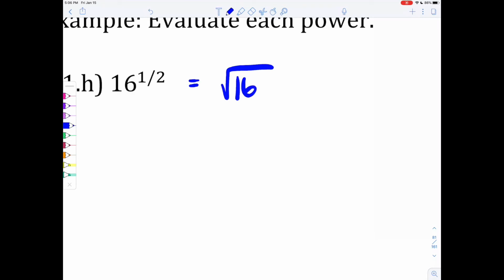And my base of my radicand is going to be the 16 there, and my 16 is going to be taken to the power of 1. 16 to the power of 1 is just 16, so I also don't have to write that exponent. Well, the square root of 16, trust me, that's 4. And that's it for that question.